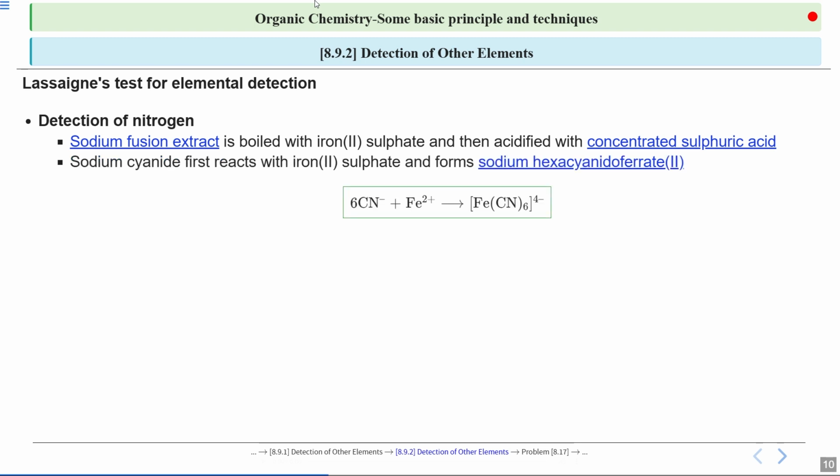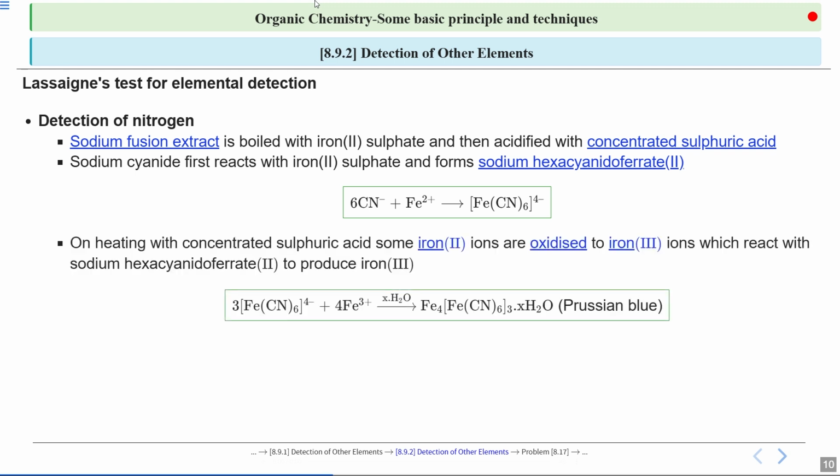Now, what will happen? The sodium cyanide reacts with iron 2 sulfate to form sodium hexacyanidoferrate with an oxidation state of 2 for the iron. You can see it in the chemical equation as well. Upon heating, some iron 2 ions are oxidized to iron 3, and these iron 3 ions react with sodium hexacyanidoferrate after the completion of the reaction.